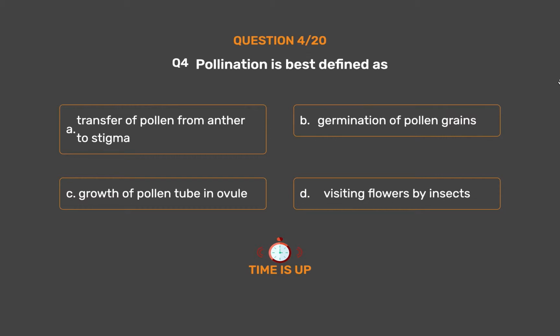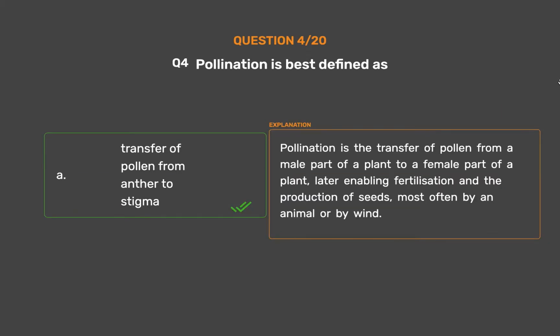The correct answer is Option A. Transfer of pollen from anther to stigma. Pollination is the transfer of pollen from a male part of a plant to a female part of a plant, later enabling fertilization and the production of seeds, most often by an animal or by wind.